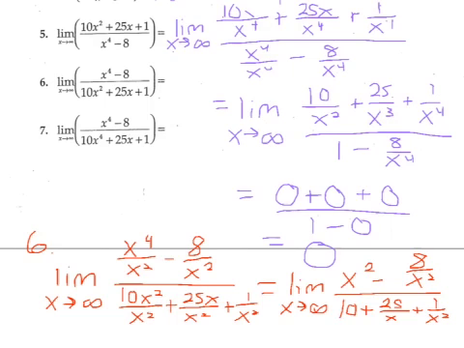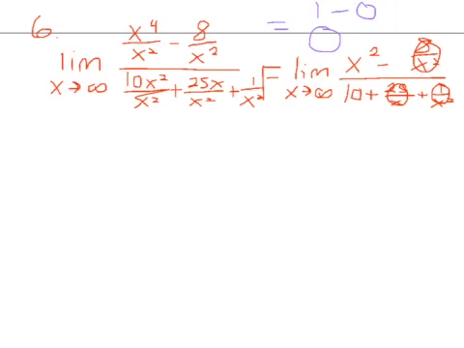So now we know that anything over an x will go to 0. So we are left with the limit as x approaches infinity of x squared over 10, or 1/10 x squared. So now, as we plug in bigger and bigger numbers for x, this thing is just going to continue to get bigger without bounds. So we know that this is approaching infinity.